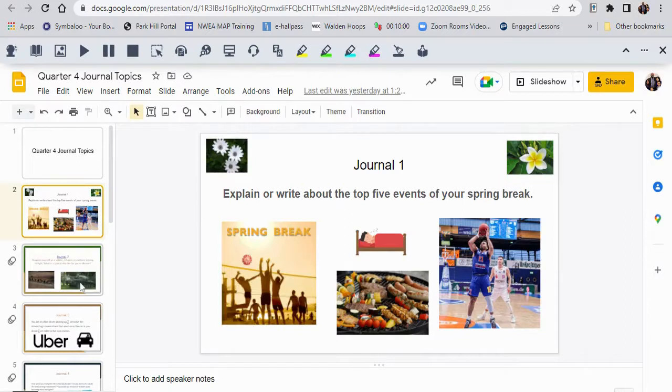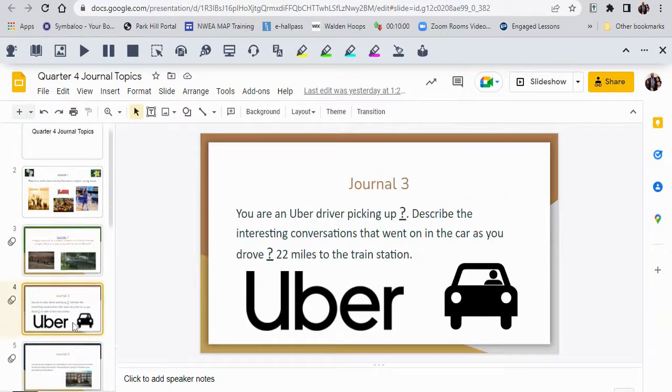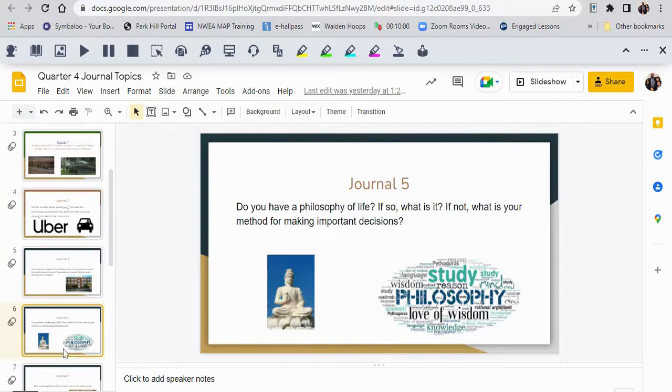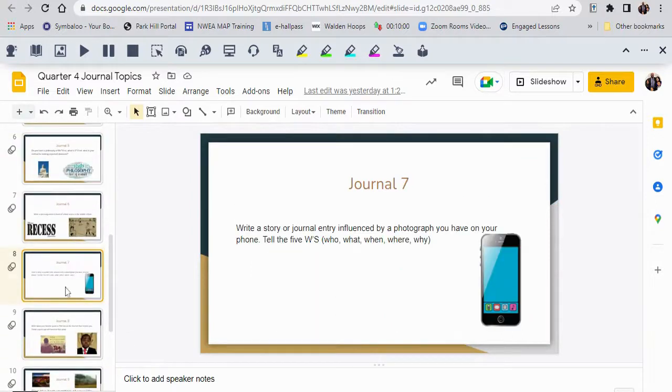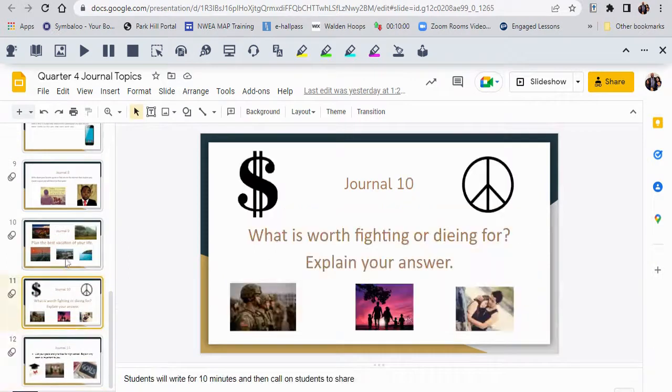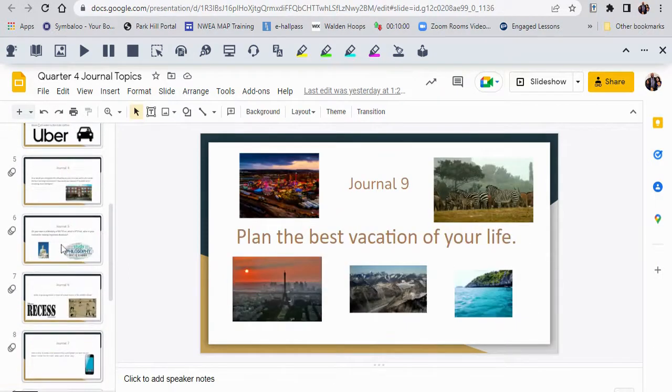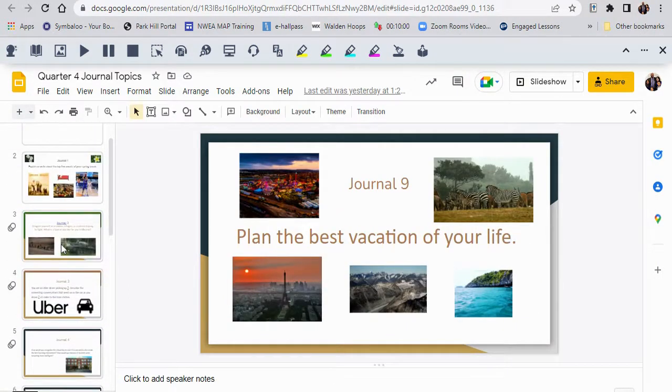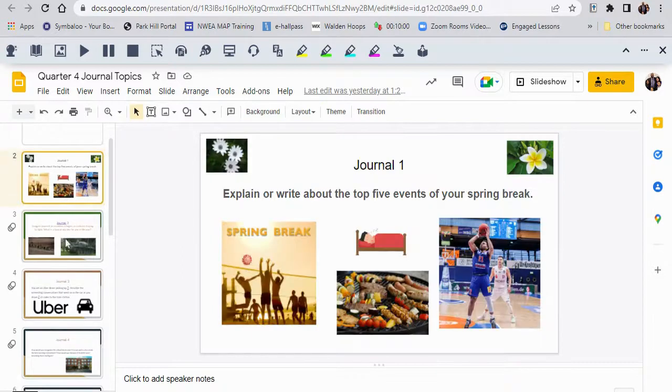So starting with journal 1, you want to go through, make sure that you have all of your journal topics completed. They all should be one page if you want full credit for your journal topics. So 80% grade here. So you want to make sure you have this completed, done. If you need to get your journal, talk to your teacher.